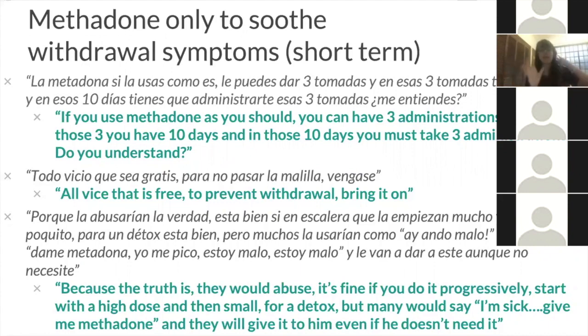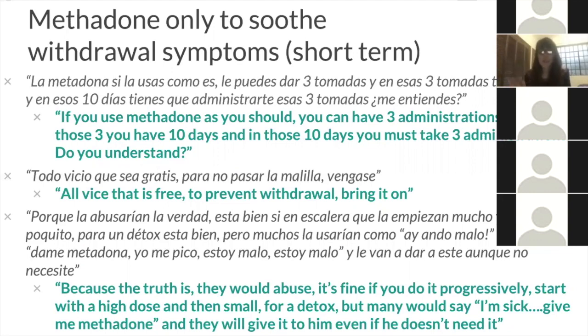But this is a short one that basically said, if you use methadone as you should, you can have 3 administrations. And for those 3, you have 10 days. And in those 10 days, you must take 3 administrations. Do you understand? And so for this participant, it was a 10-day treatment. It took 3 doses, and he explained exactly how we should, anybody, sorry, should be taking those doses. And it was very specific, and he explained the effect in the body, etc.